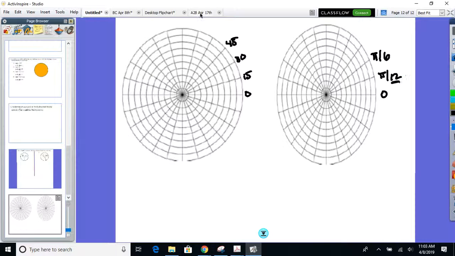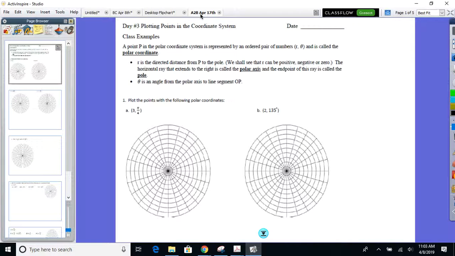Here's how we're going to graph these. Take a look at part A. It looks like an XY coordinate, just like usual. But now that first coordinate is called the R value, which is your directed distance, and I'll talk more about that in a second. The second coordinate will be your angle measure, which tells you where on the grid to go.